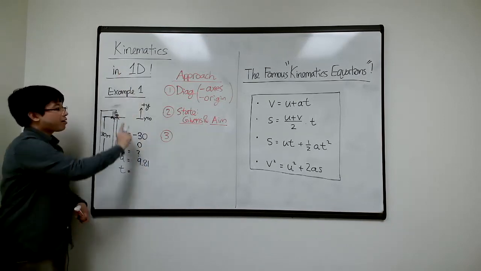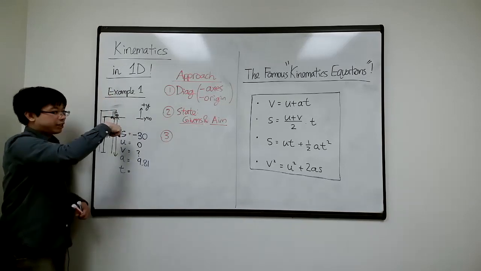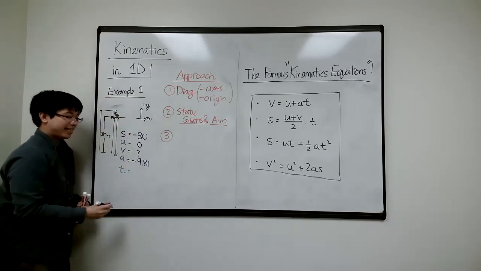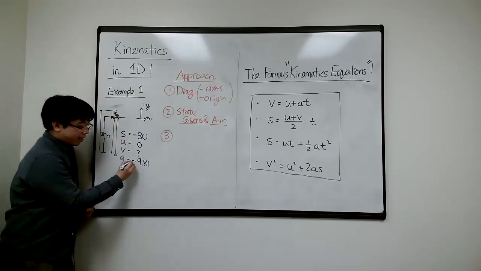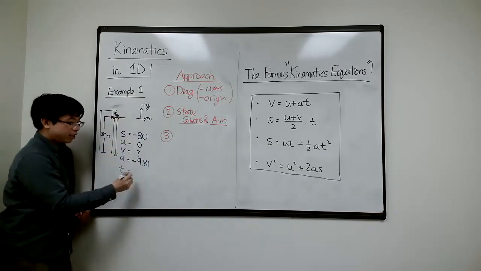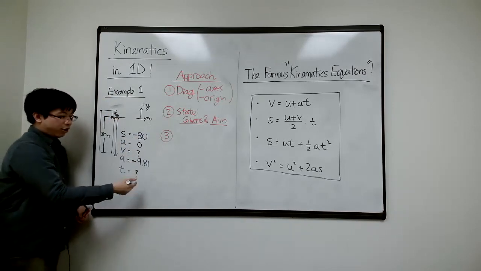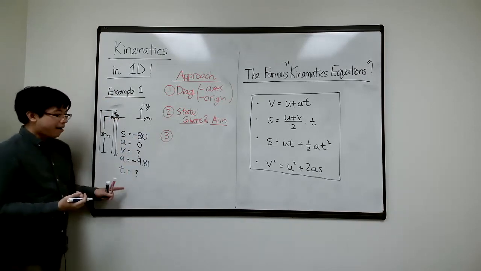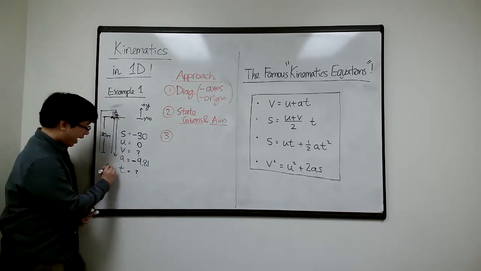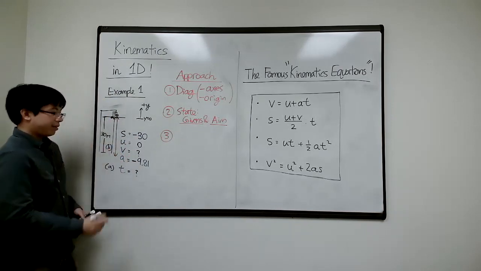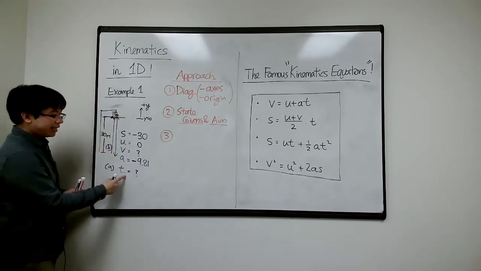So positive is going up, so the acceleration is pointing downwards. So I need a negative over there. And do I know the time from here to here? No, so question mark, okay? So state all the givens and your aim. The aim is to find the time and the velocity. So that is part A, that is part B of the problem, okay? So my aim is to find T and V.